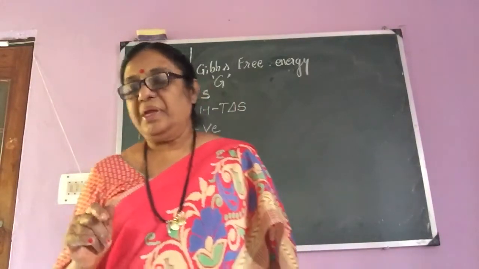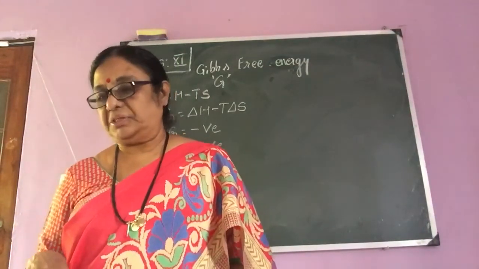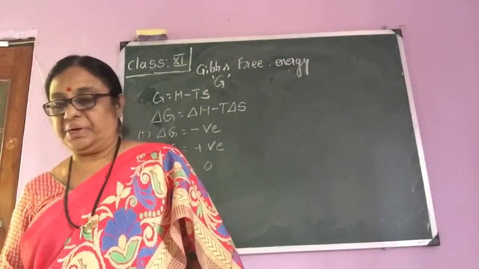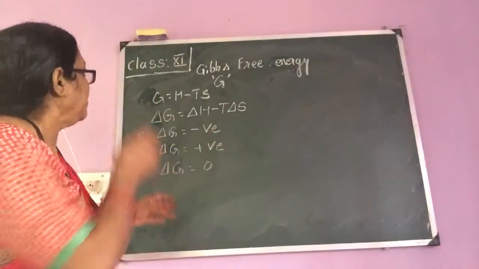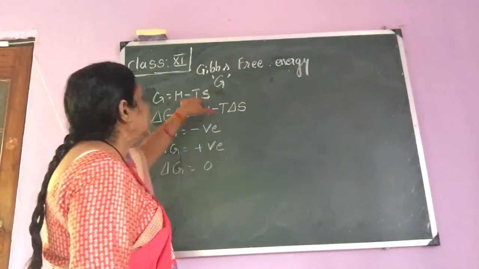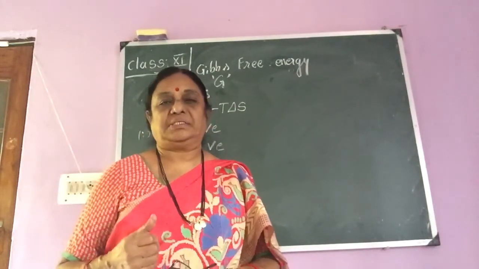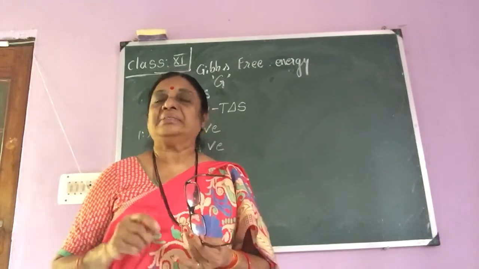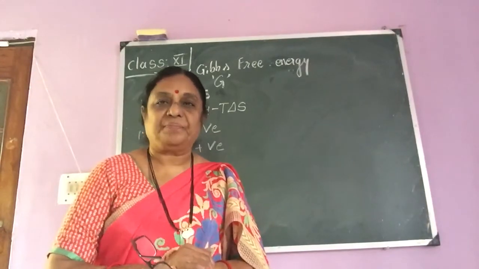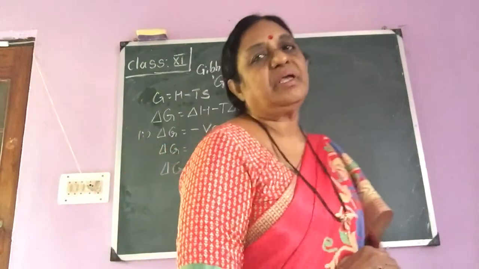I'll repeat. Gibbs free energy of a system may be defined as the maximum amount of energy that is available to a system that can be converted into useful work. Now it is represented by capital G. G is equal to H minus TS. Gibbs energy takes two factors: one is enthalpy and the second one is entropy. Both these factors in combination will give you del G, that is, change in the Gibbs energy.